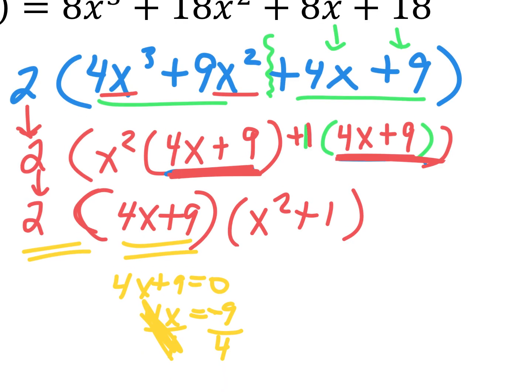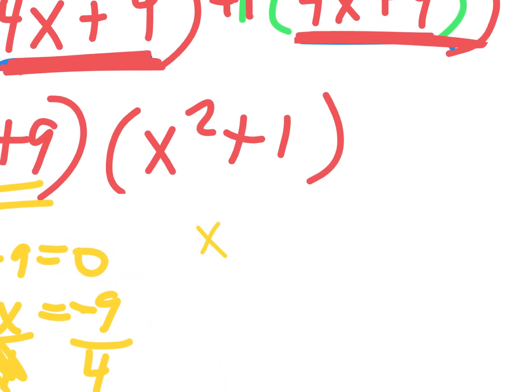And the last one, x squared plus 1 equals 0. Subtract 1 from both sides. X squared equals -1. Square root of -1. Haha, told you there was going to be imaginaries.